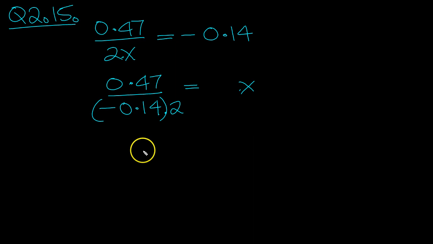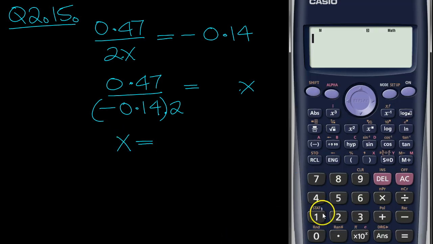So we need to type that in a calculator. So let's have a go at that. So it's 0.47 on top. Now divided by, now it's the whole of the bottom, so I'm going to put a bracket around the whole thing, and it's going to be 2 times the bracket of negative 0.14. Close that bracket for the negative, and close the bracket for the underneath.